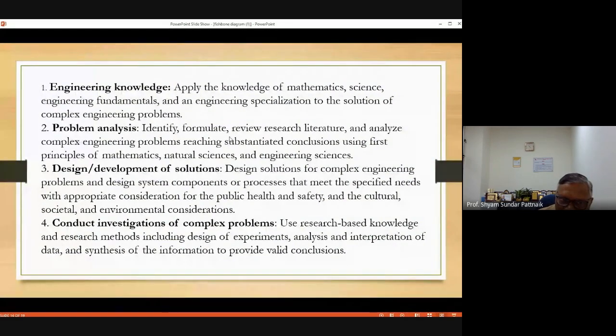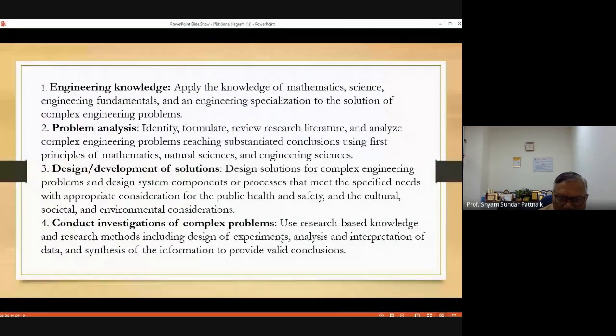So is the case for all other components of this. You have to dissect. For example, let's say PO4, conduct investigation of complex problems. Basically, if you see the conduct investigation of complex problems, this person should know the research method. He should be capable of designing experiments. He should be capable of analyzing. He should be capable of interpreting the results or data, and he should be capable of synthesizing the information.